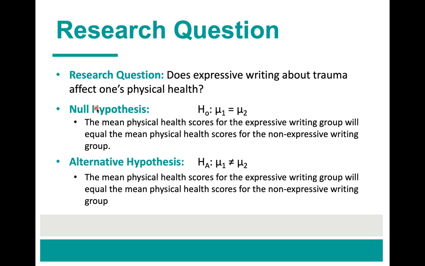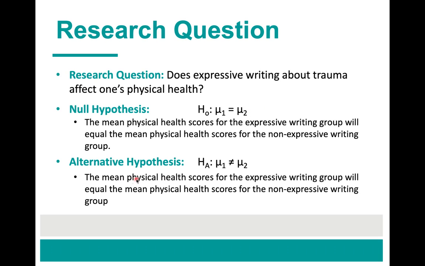Thus, our null hypothesis can be expressed as group 1 will be equal to group 2, right? That's the nothing happened hypothesis. Nothing's going on. Expressive writing doesn't do anything, right? Doesn't help anyone, doesn't hurt anyone. Group 1 is equal to group 2 after they expressively write. And remember, this hypothesis is, as scientists, where we start, right? We start with the idea that nothing is happening.